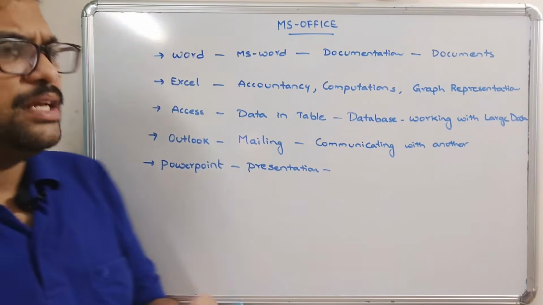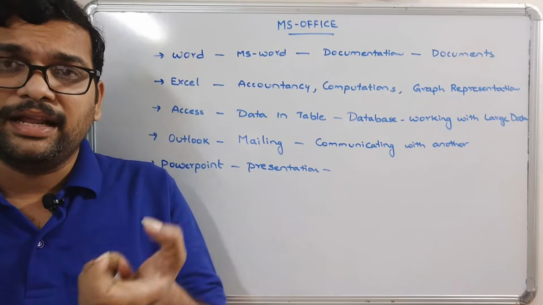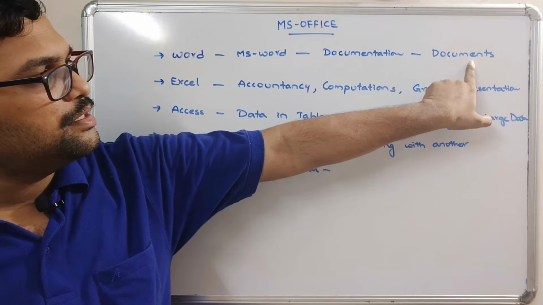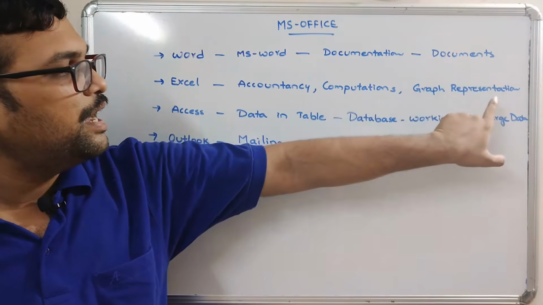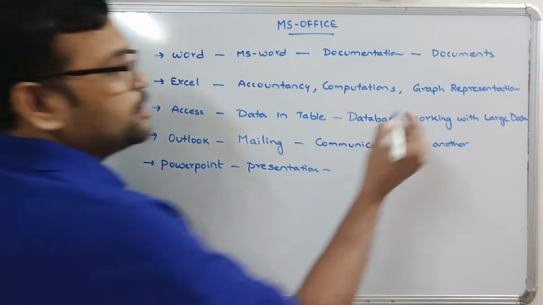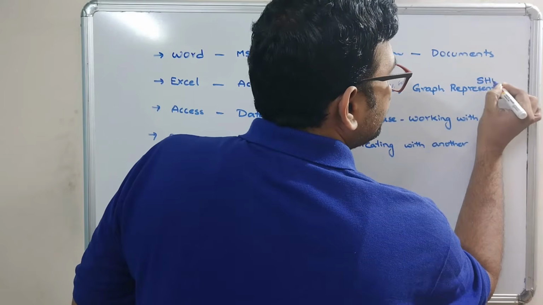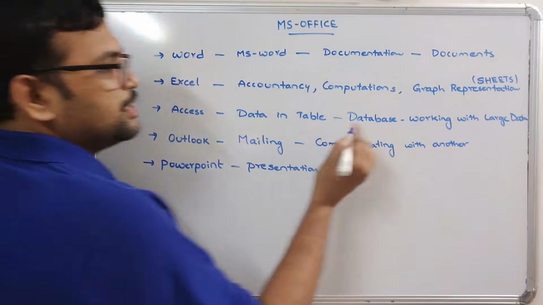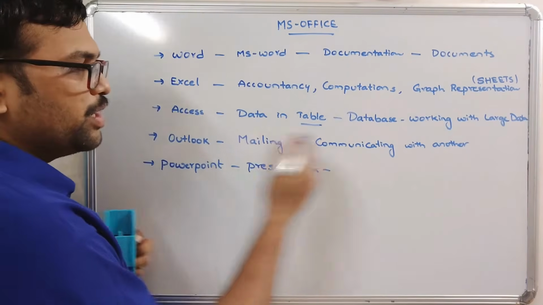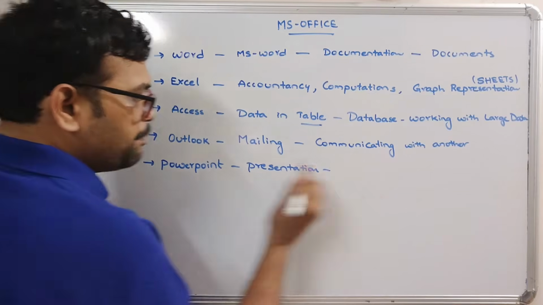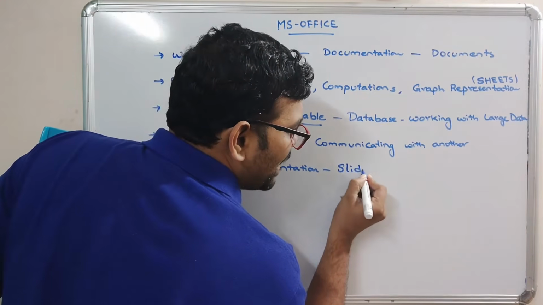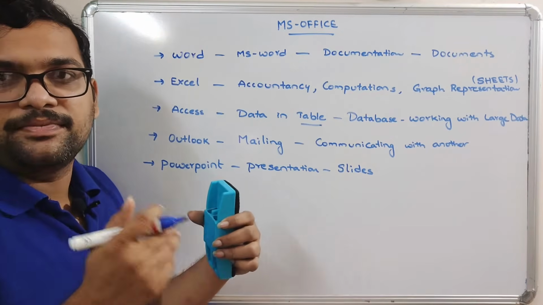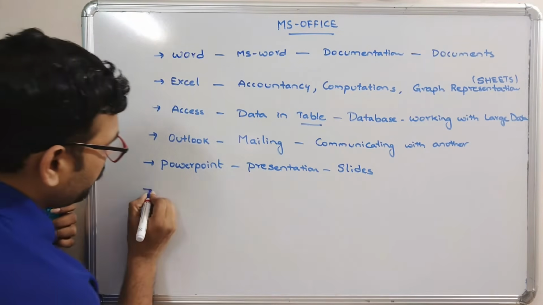Previously I said that the data is stored in files, and in Word these are documents, and here in Excel they are sheets. We can simply call them sheets. The data will be stored in sheets, in tables. Outlook is completely for communicating, and in PowerPoint they are called slides. In PowerPoint, the data should be represented in terms of slides.